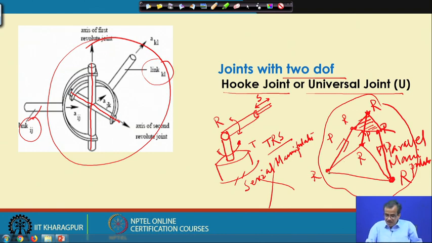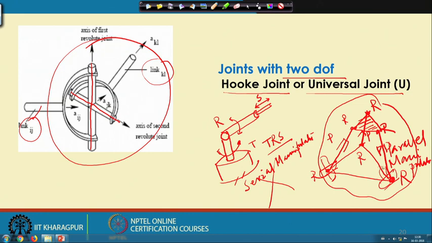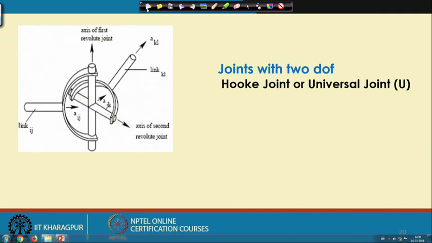For example, in place of this rotary joint, I can put one hook joint here, one hook joint here, one hook joint here, and one hook joint here. So, this type of joint is generally used in parallel manipulators, but not in serial manipulators. Those things I will be discussing after some time in much more detail.